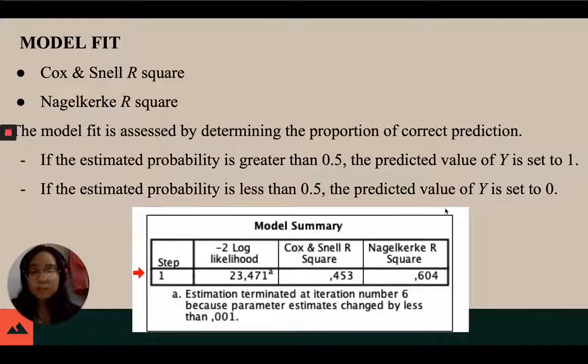The model fit is assessed by determining the proportion of correct predictions. So if the estimated probability is greater than 0.5, the predicted value of y is set to 1, but if the estimated probability is less than 0.5, the predicted value of y is set to 0. And we can find the Cox and Snell R-square and Nagelkerke R-square by using SPSS.